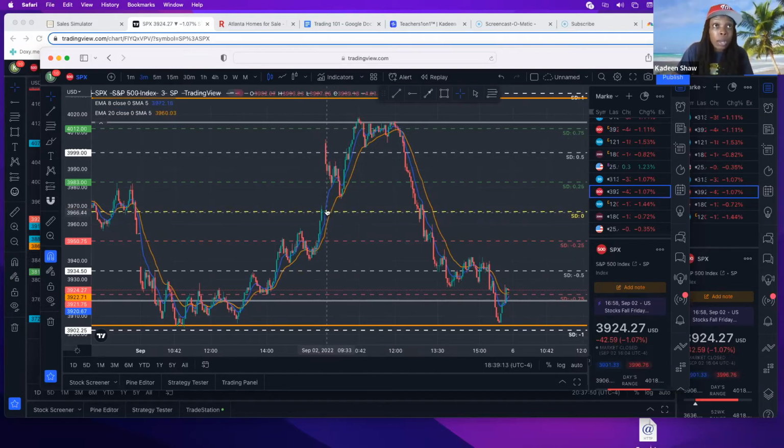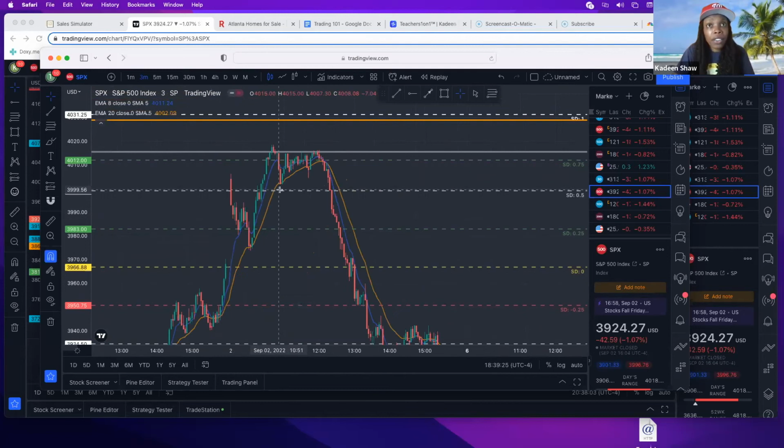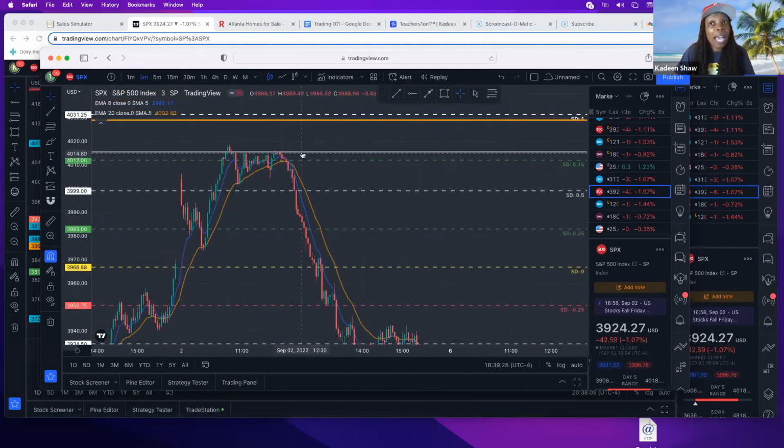In addition, my EMAs were acting as resistance and support as well. It came and closed the gap and then started going back up. Buyers said, okay, let's push price back up. But what did it do? This gray line right here was my first potential high. I'm expecting price may come in under a lower time frame and try to close and peek above it, but then it came back down. As you can see, it came up a little bit. It was a fake out.